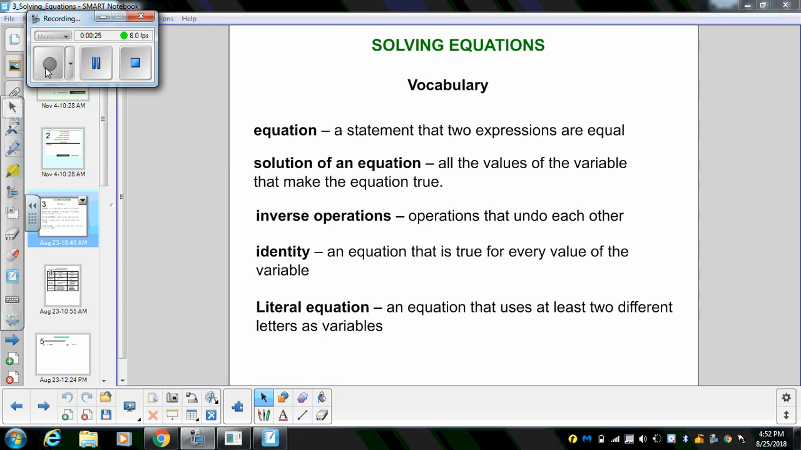The identity, which is an equation that is true for every value of the variable. And a literal equation, which is an equation that uses at least two different letters as variables.